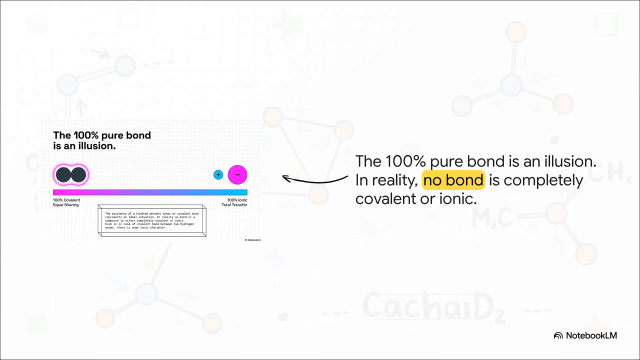Okay, first things first. We need to throw out a pretty common idea you probably picked up in chemistry class. We often learn about two totally separate types of bonds. You've got covalent, where electrons are shared, and ionic, where one atom just steals them from another. But the truth? It's really more of a spectrum. No bond is ever 100% one or the other. It's all just a sliding scale of sharing. And this simple idea, well, it's the key to everything else we're about to unpack.